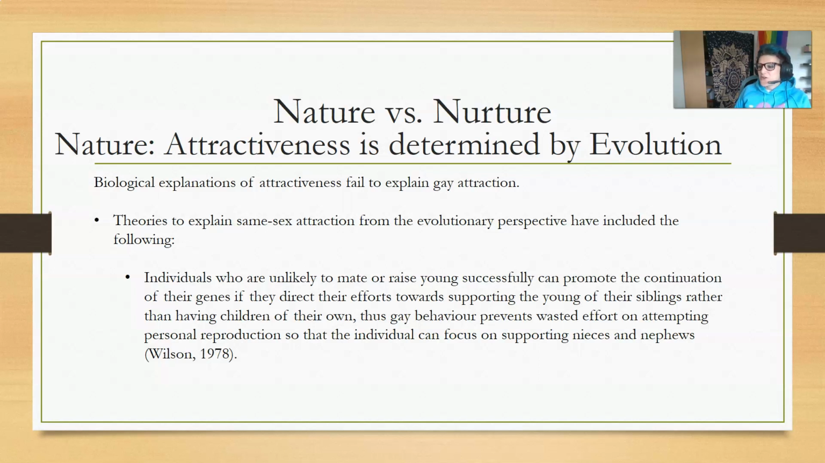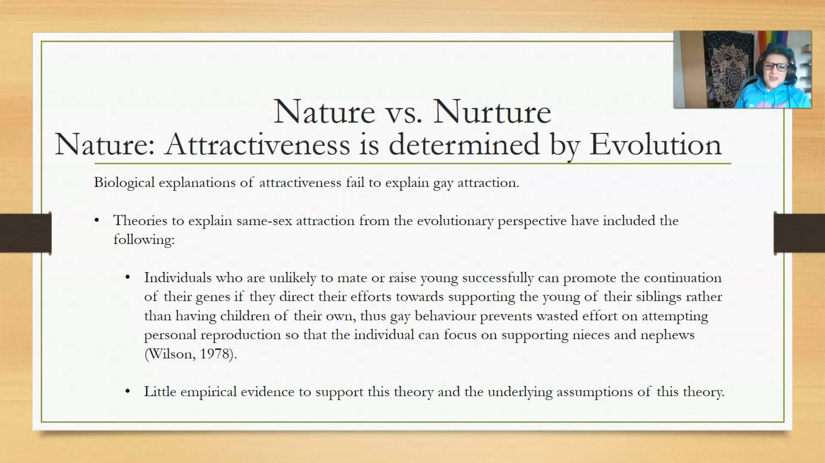in evolutionary social psychology. However, there is little empirical evidence to support this theory and the underlying assumptions of this theory, including the fact that very many people who are in homosexual relationships would be really quite desperate to have children and would love to have children and have to try really hard to find other methods of having children. And so the theory is there, but when you look at behavioural practice, it doesn't really stand up to reason.